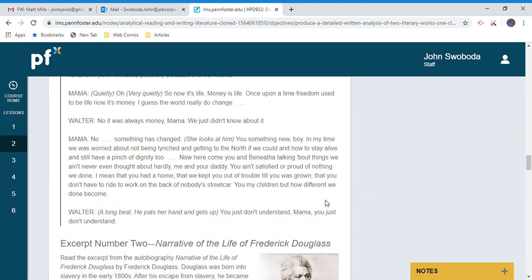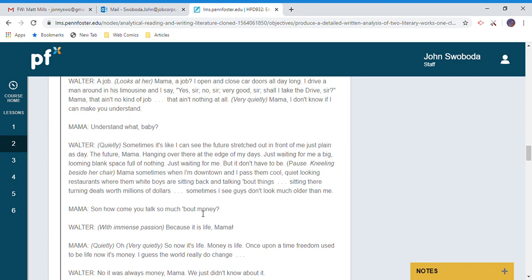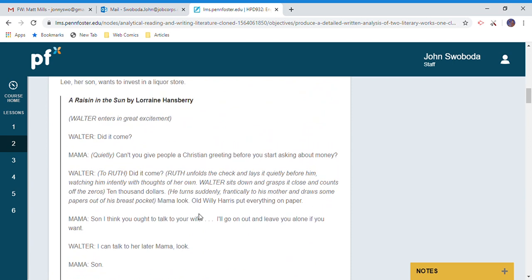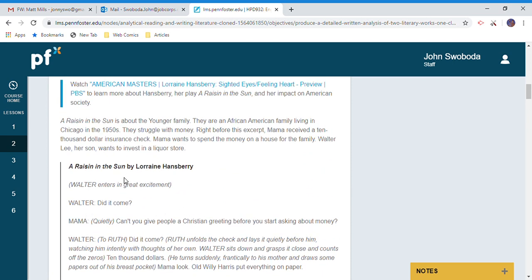So there's a lot of irony in that last line. You don't understand, Mama. Because she does. She understands completely that he's valuing money above all else. But he doesn't understand her and what she's trying to say. And you know what? It's her money. That insurance money, maybe that's life insurance from Dad. Maybe Dad passed away and that's life insurance. But that $10,000 isn't Walter's. That's Mama's.